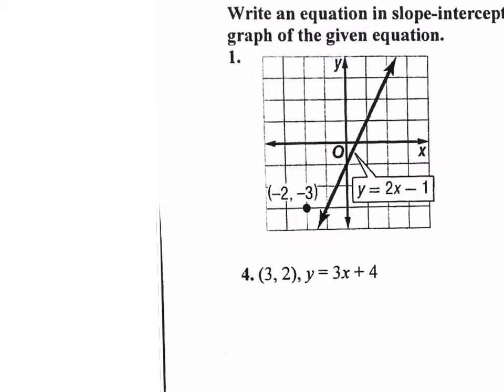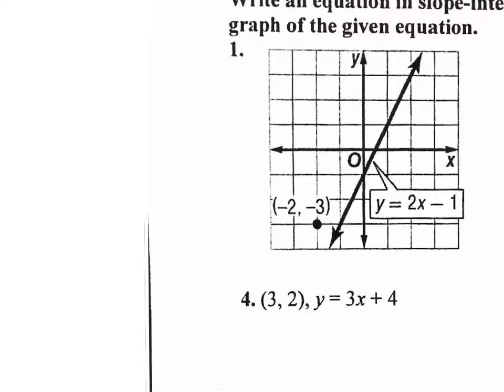So, if we do the first one, they give you the graph. It's like the easiest on 1, 2, and 3. Why? Because they give you this line, and they want you to write an equation in slope-intercept form. That means you need two things. You need an m, and you need a b in order to write in y equals mx plus b form.